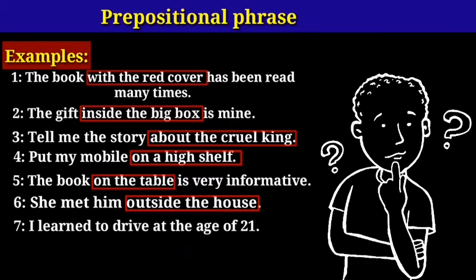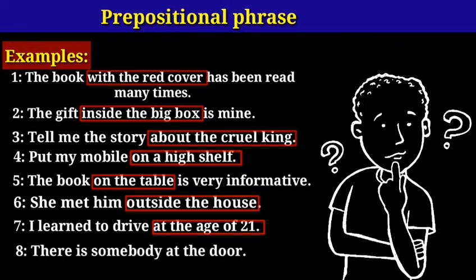I learned to drive at the age of 21. In this sentence, at the age of 21 is a prepositional phrase because it starts with a preposition and along with that there is no subject-verb combination. So that is why it is a prepositional phrase. There is somebody at the door. Again, in this sentence, at the door is a prepositional phrase because it starts with a preposition and there is no subject-verb combination, and it is a group of words and it consists of a preposition. So that is why it is a prepositional phrase.